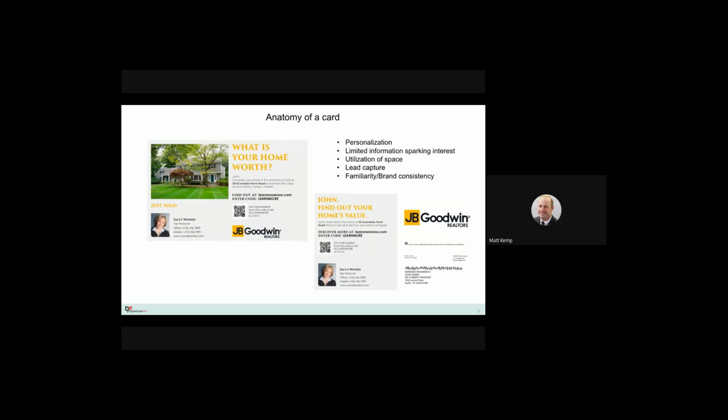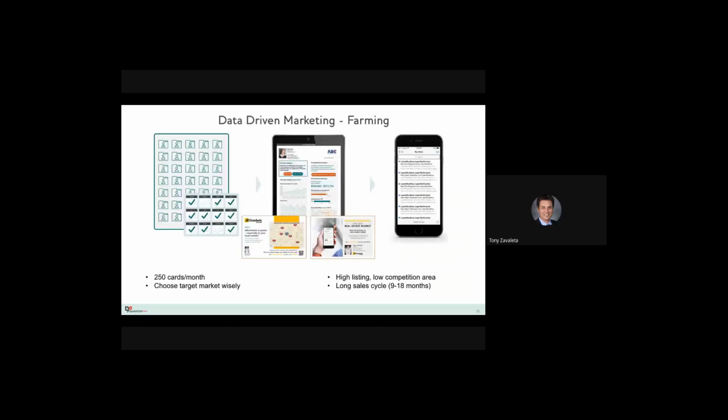Now, looking into the anatomy of the card, this is Matt? Yeah. Sorry, I just thought I'd give you a breath here. It's Tony. Does anybody on have any questions for Matt at this point before we get into the cards themselves?